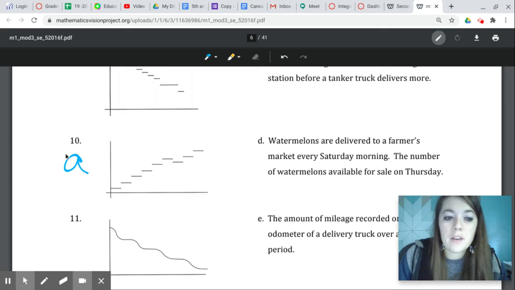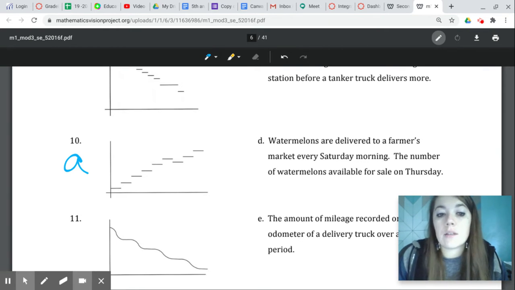All right, so where I left off, this number 10 is A because we have our regular deposits, so we can see the same amount is getting deposited at intervals. We also had a withdrawal, so it decreased, but then we had those regular intervals back up. So that is represented there.